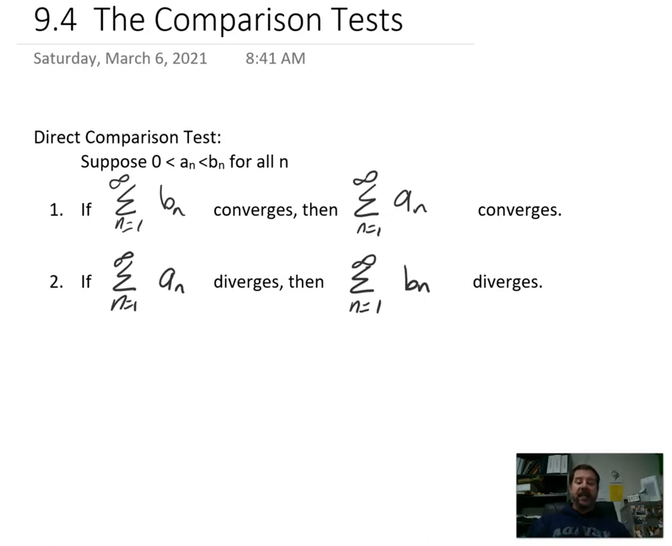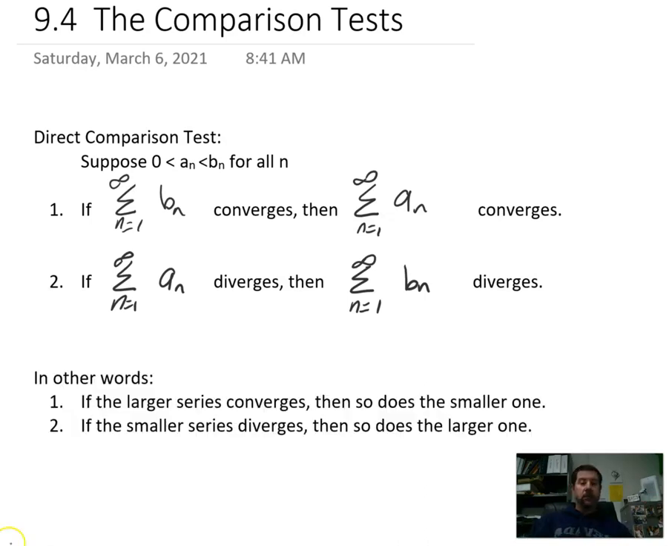Basically what we're saying with the direct comparison test is this. If the larger of the two series converges, then the smaller one also has to converge. And I'll show this graphically here in a second. The second direct comparison statement says if the smaller series diverges, then the larger one is also going to have to diverge. So if I've got a bigger series and I know it converges, then the one that's smaller will also have to converge. Or if I have a small series and it diverges, then the one that's bigger is also going to have to diverge.